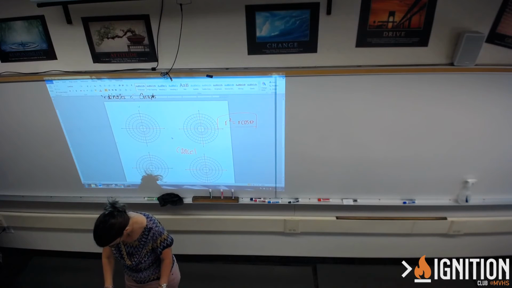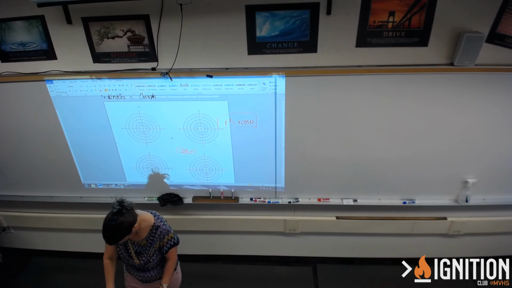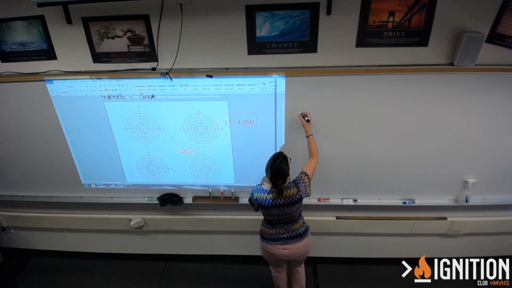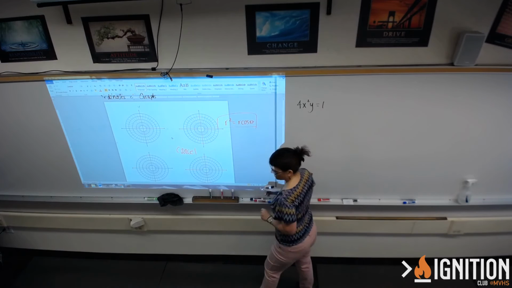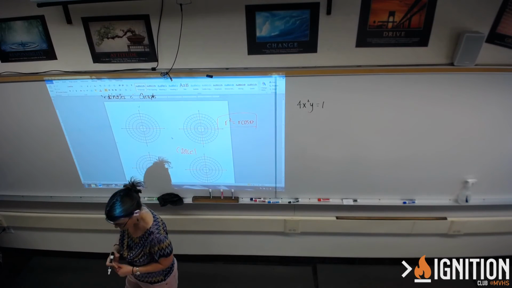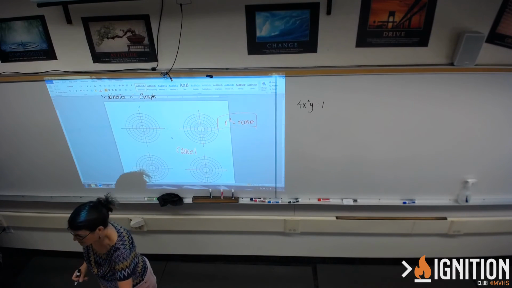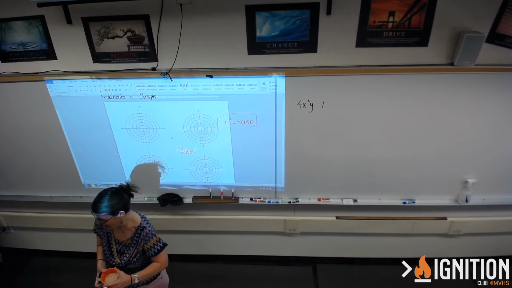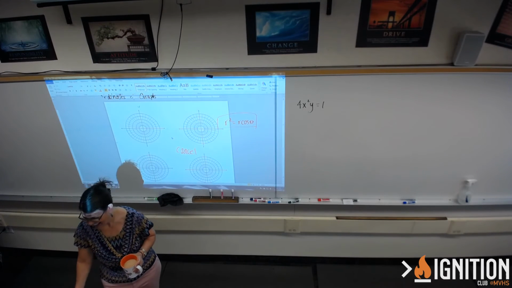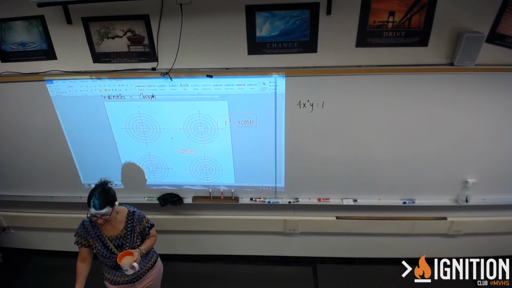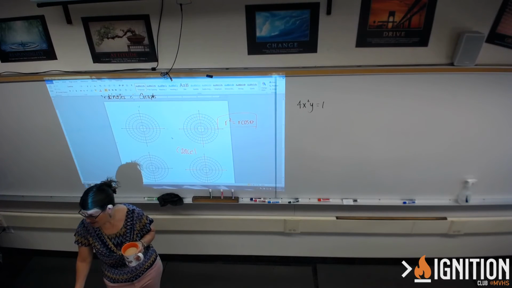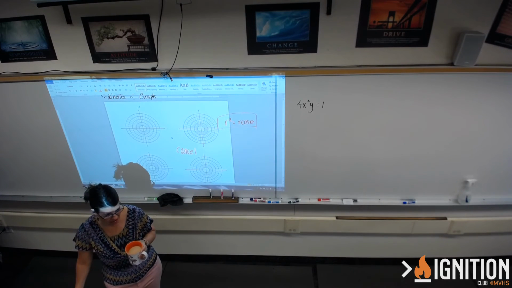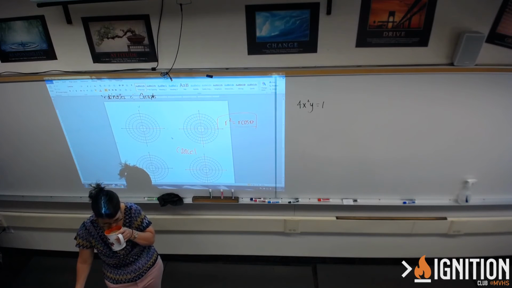All right, let's do one more. Number 74: 4x squared y equals 1. Same directions. Convert it to polar. How do you know it's in rectangular? X's and y's. How do you know that it's in polar? You've got some thetas and other things.